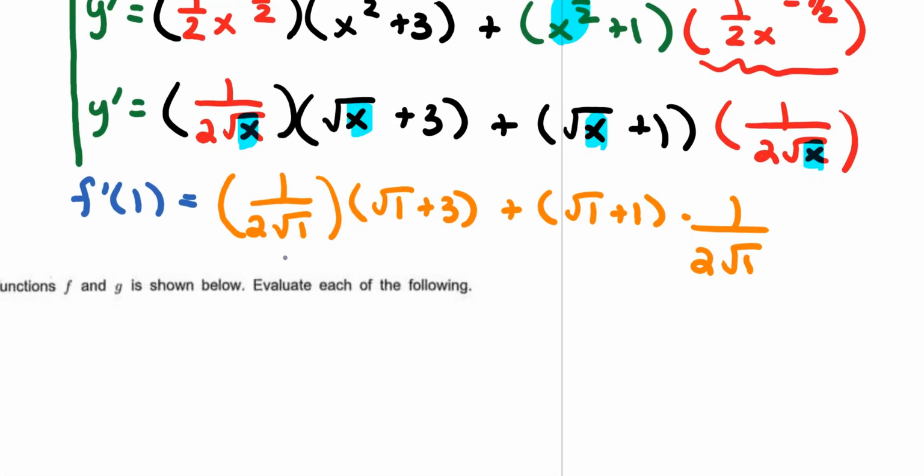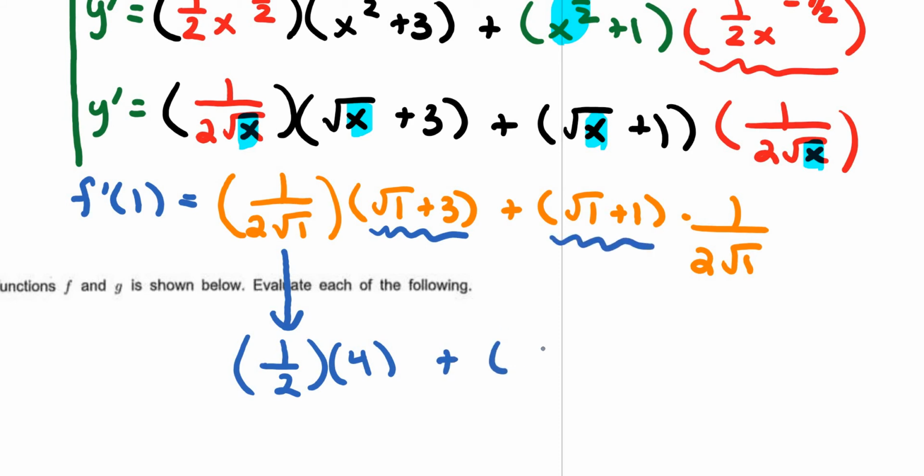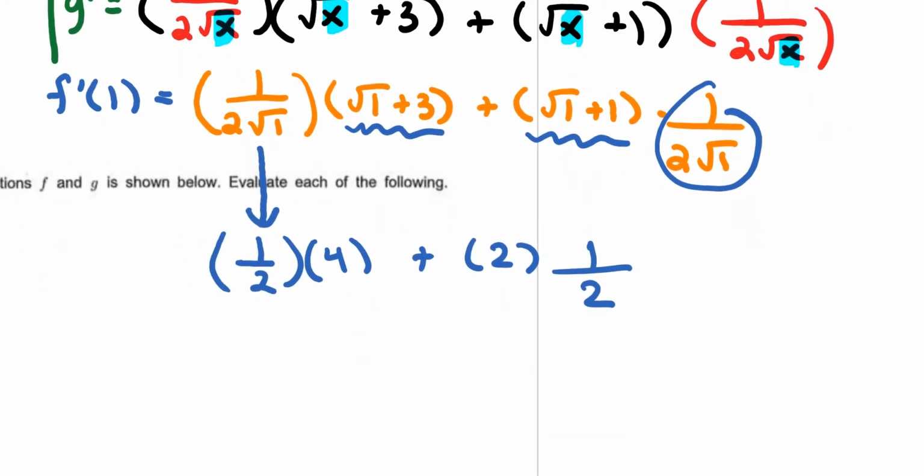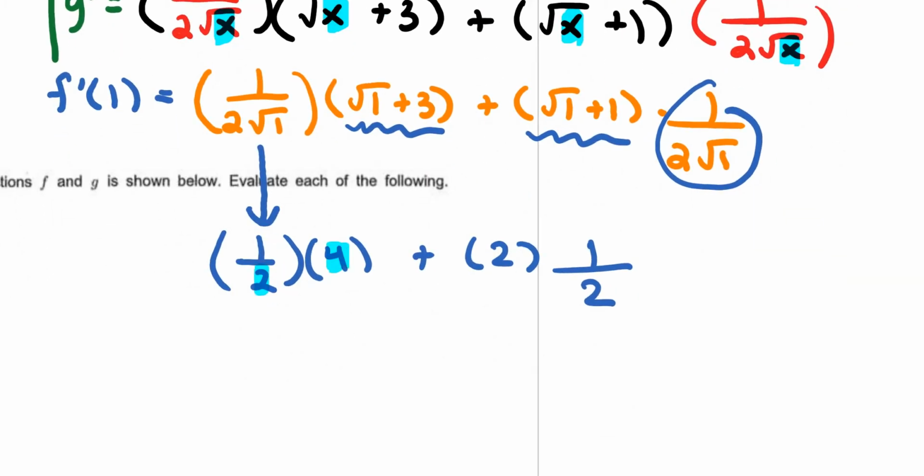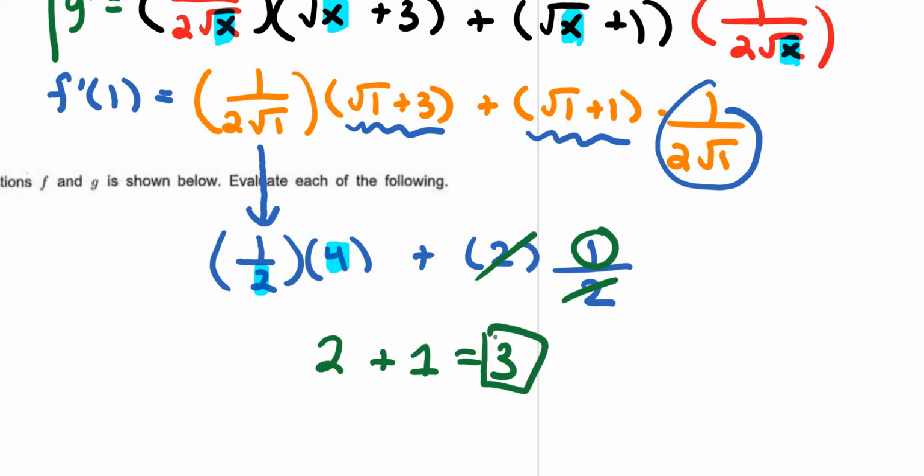Okay, let's go ahead and simplify this now. If I evaluate that, that's going to be 1 over 2 times, well, root 1 plus 3 is going to be 4, plus root 1 plus 1 is going to be 2, and this expression right here is going to be 1 over 2 times 1, which is 1 over 2. So I'll leave that as 1 over 2 here. Okay, all right, we're almost done here. 4 divided by 2, that's going to be 2 plus, and then these 2's cancel out, giving that simple 1, so 2 plus 1 is going to be 3. So after all that work, the derivative value when x equals 1 is 3.